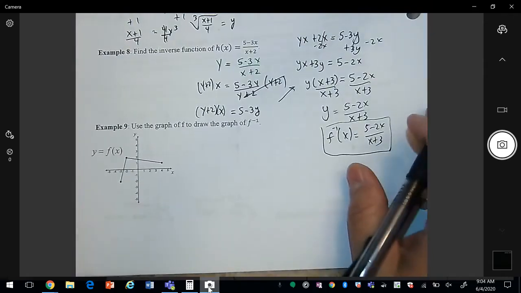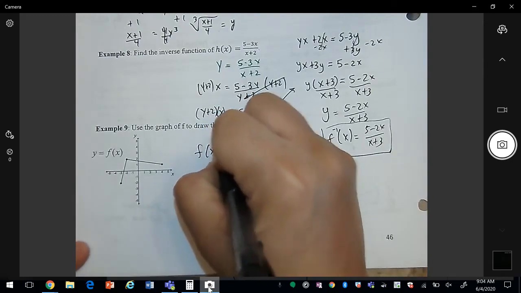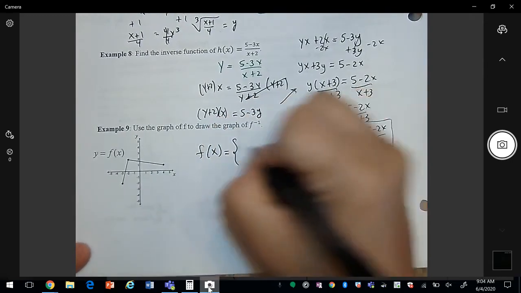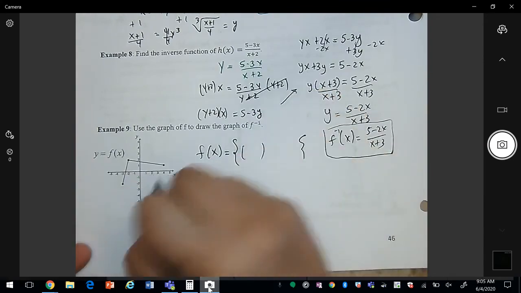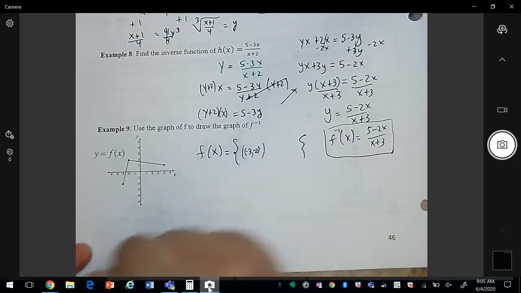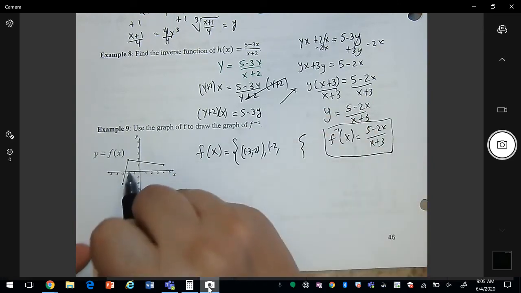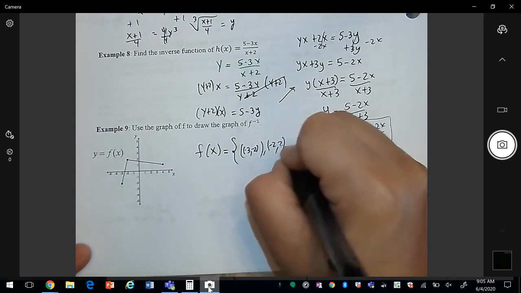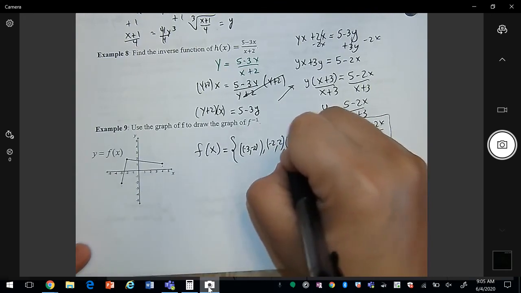Example 9: use the graph to draw the inverse. So here, first, we can look at the graph for f of x and get the ordered pairs. So this point is (-3, -2). This point here is (-2, 2). And then this point here is (4, 1).